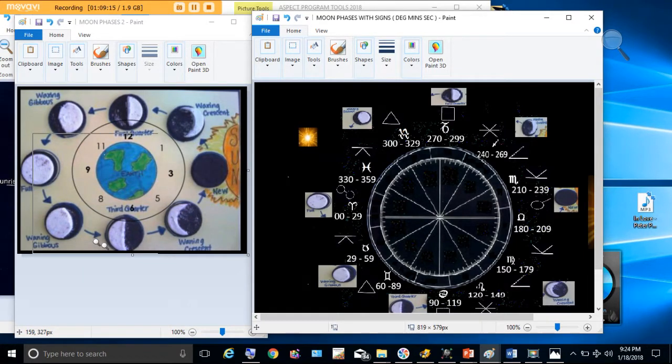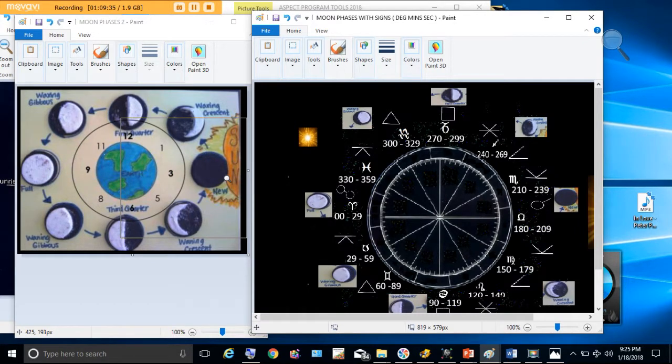And then we go through these phases. We go through from new moon to waxing crescent moon. We go from first quarter moon to waxing gibbous moon. Then we get a full moon. Now the full moon is always opposite the sign that you were born in.